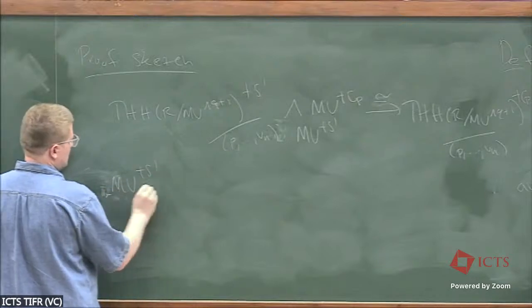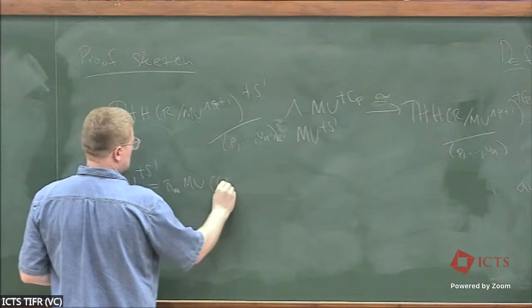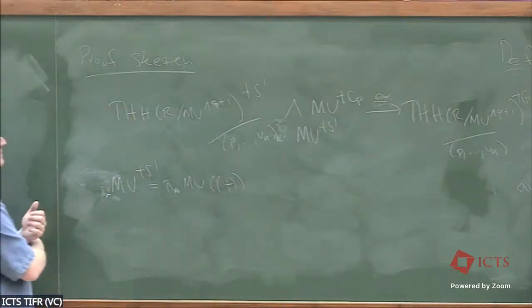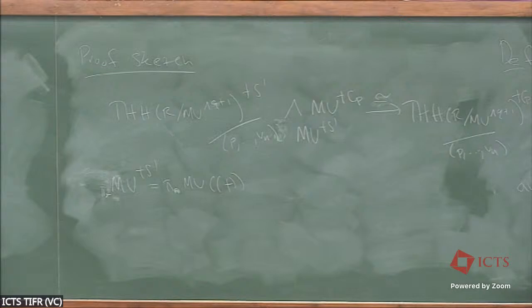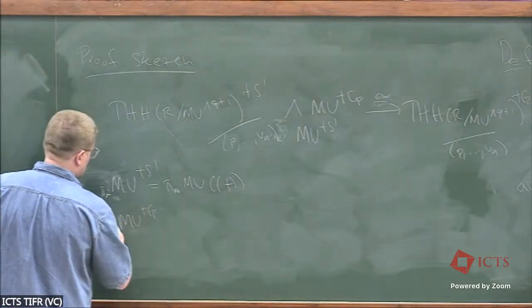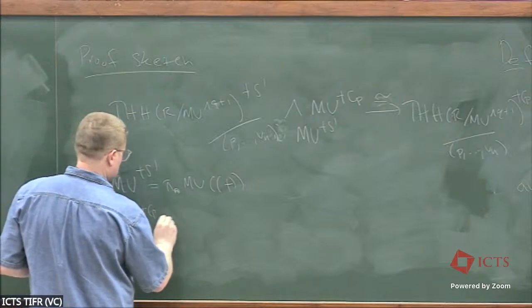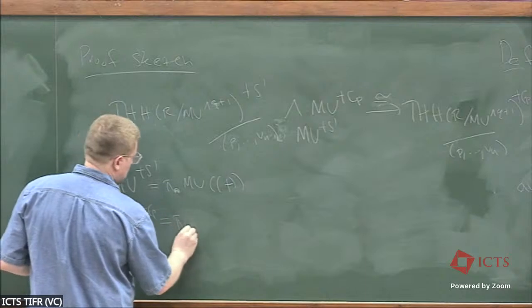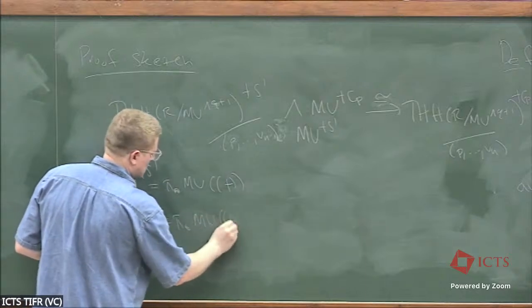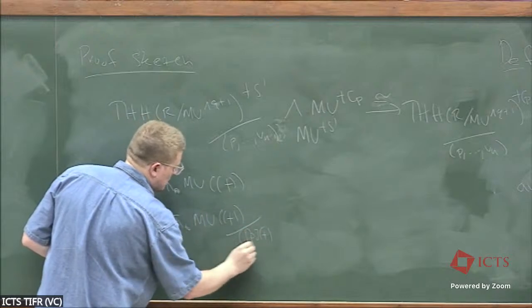The homotopy groups are given by MU and then power series on t, or not power series, Laurent series on t. And if you do the Cp Tate construction, you take the same thing and you mod out by the p-series on t.